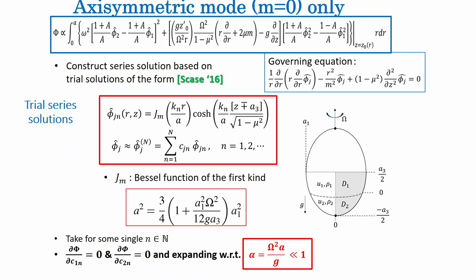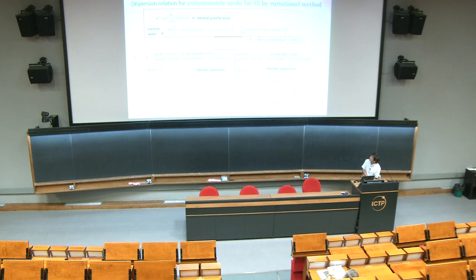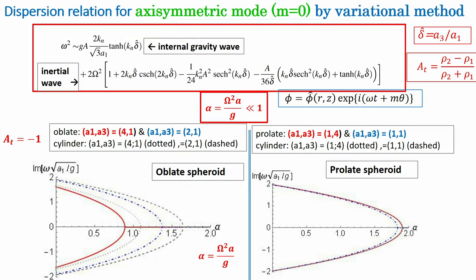But for simplicity, you may first consider the very slow system rotation case. Then you can get a dispersion relation for this slow rotation case. Here A is the same as the Atwood number, and delta is the aspect ratio of the spheroid, and this is a growth rate with the horizontal axis of rotational speed normalized in this.